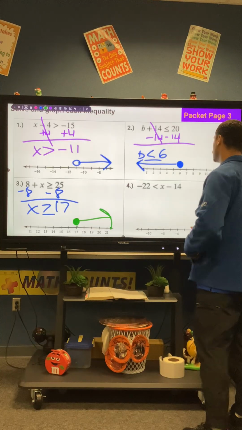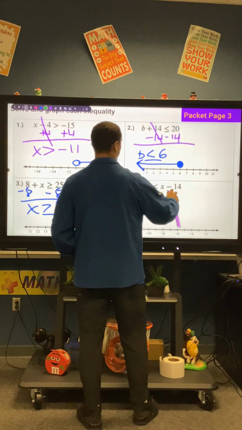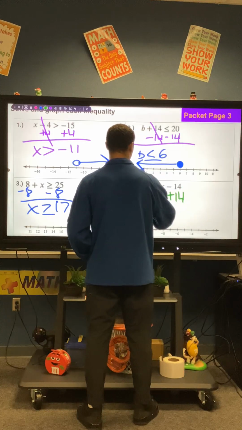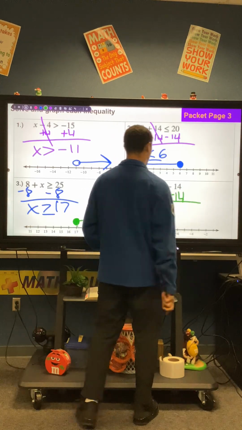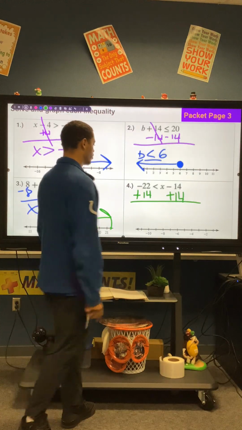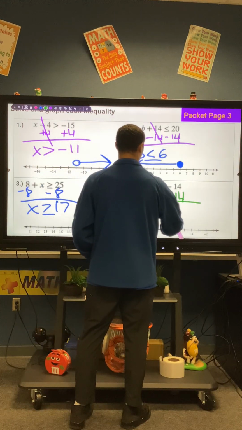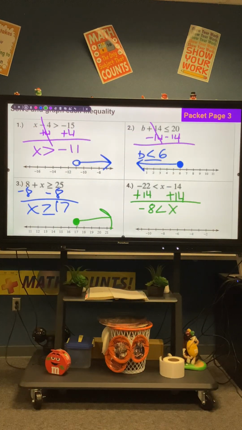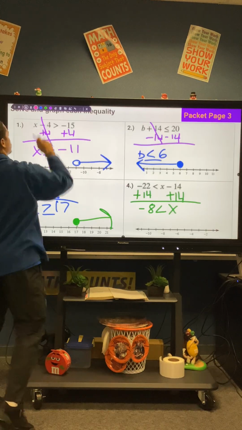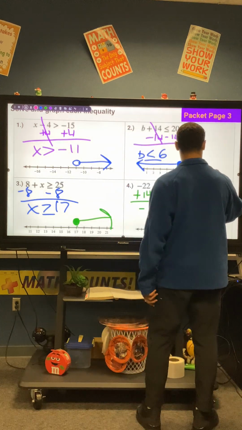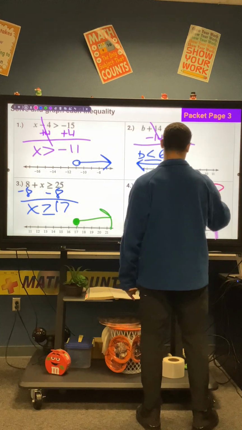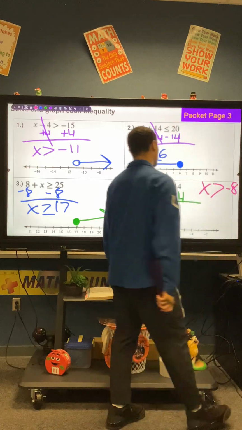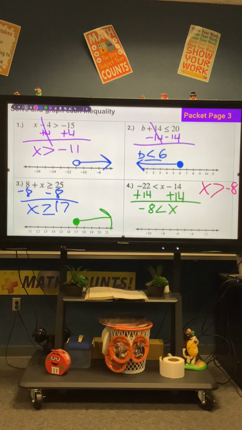For this last one, I'm going to add 20, no, my bad. I'm going to add 14 to each side. That's because it's the variable. I'm going to have negative 8 is less than x. And remember, every time you have your variable on your right side, we want you to rewrite it. So I'm going to rewrite this as x greater than negative 8. Because if negative 8 is less than x, that's the same as saying x is greater than negative 8.